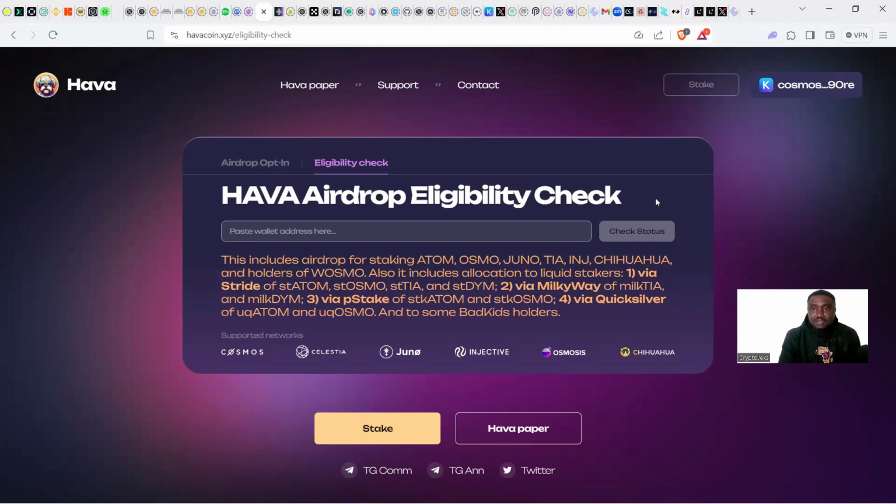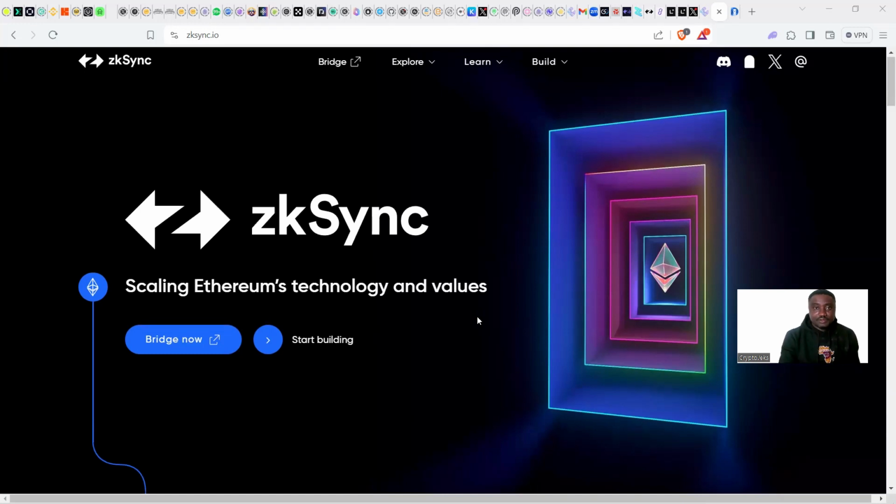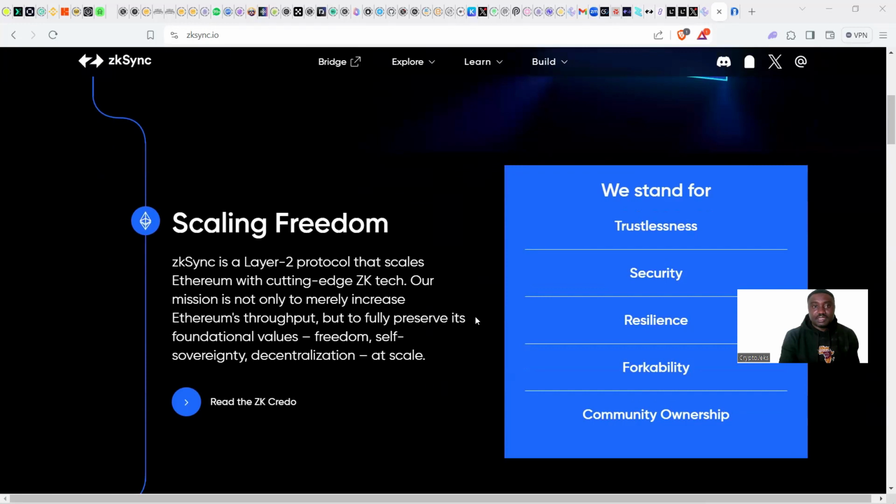So this is what we'll talk about airdrop. It's no joke, guys. But today, I'll be showing you how you can qualify for the Zksync airdrop, all right? So let's dive into Zksync. So what is Zksync? The goal of Zksync is to scale up Ethereum technology and its values. Zksync is a layer 2 protocol that scales Ethereum with cutting edge ZK tech.